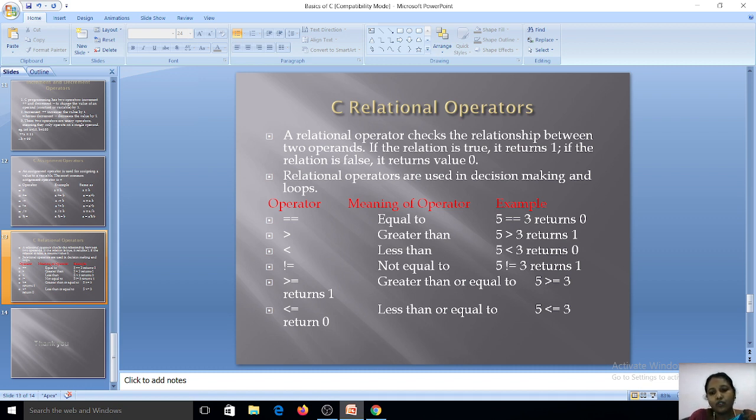Greater than or equal to: let's see the example, 5 greater than or equal to 3. It will return the value 1 because 5 is greater than 3. Less than or equal to: 5 less than or equal to 3 returns false because 5 is the greater value, so it will return 0. I hope you all understand.